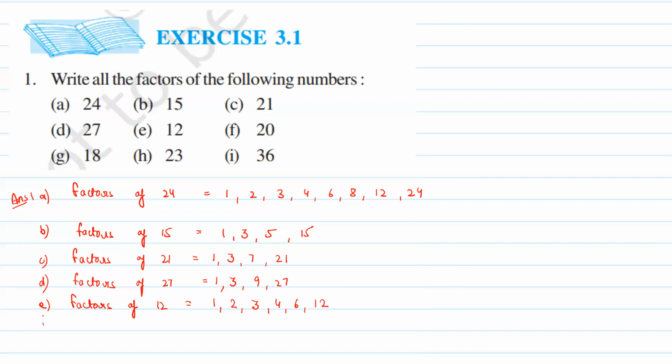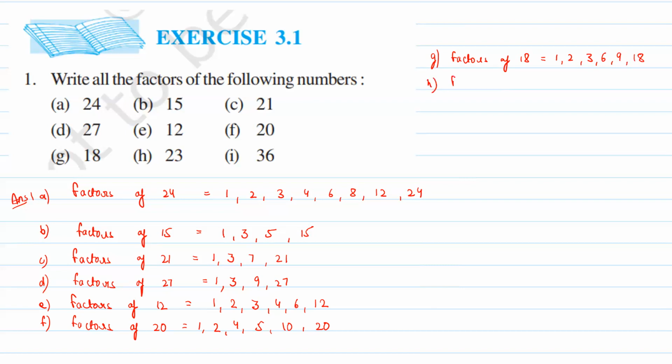Okay. Then F part, factors of 20, it would be 1, 2, 4, 5, 10 and 20. I'm doing it here now. G part, factors of 18: 1, 2, 3. Then after 3 it is 9 and also 6. Yes, 9. And then after this is 18.